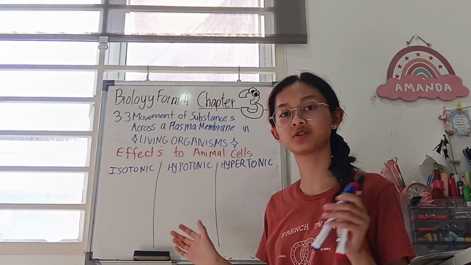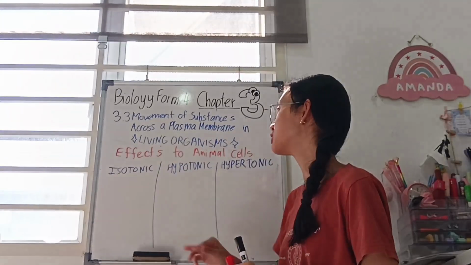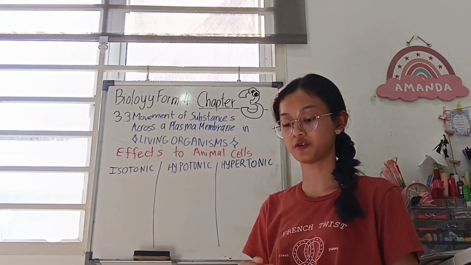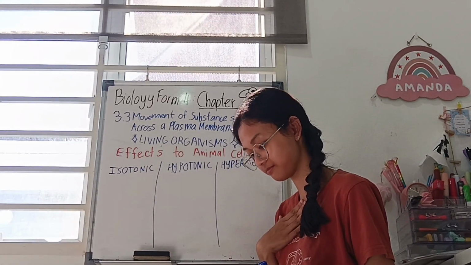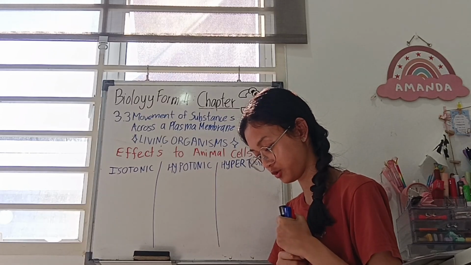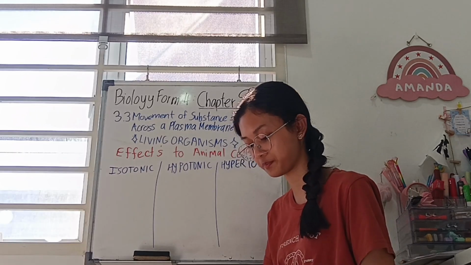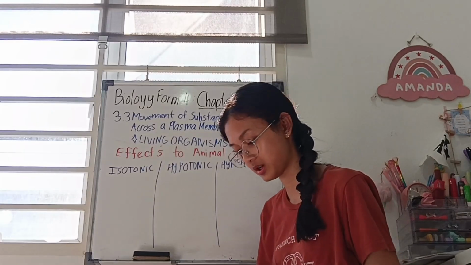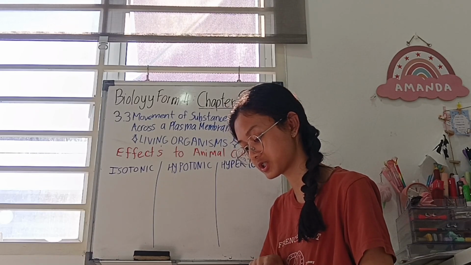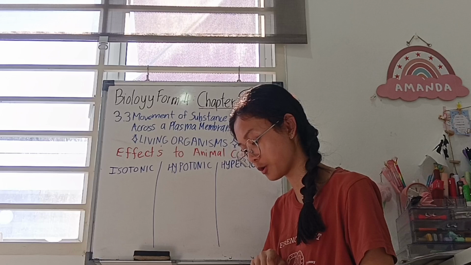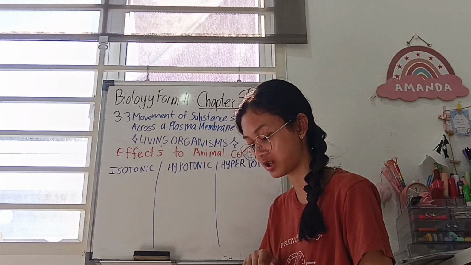Okay, now we are going to go to the effects of isotonic, hypotonic, and hypertonic solutions on animal cells and plant cells. So first, we're going to animal cells. Inside the textbook, they used red blood cells. The cell cytoplasm contains solutes such as glucose and mineral salts. The fluid found in cells is known as intracellular fluid, while each cell is surrounded by extracellular fluid.